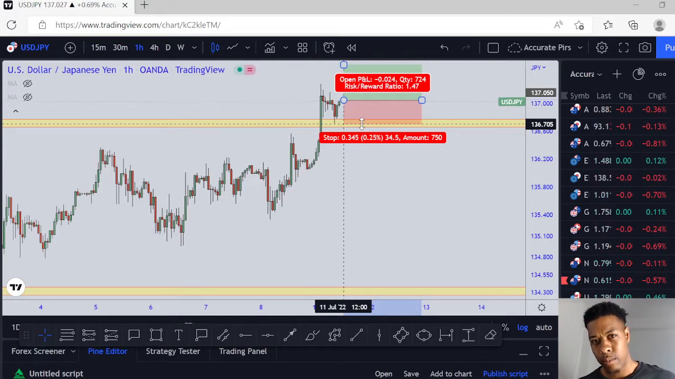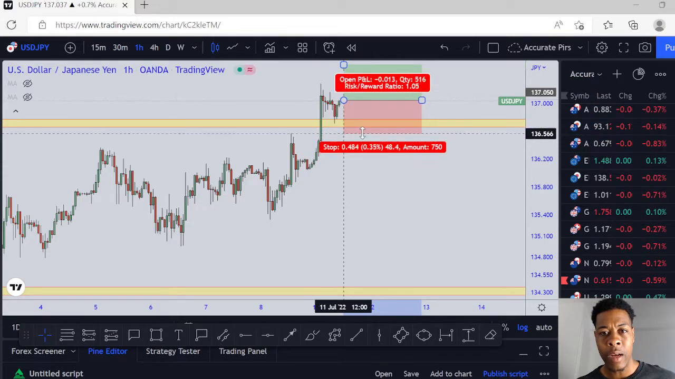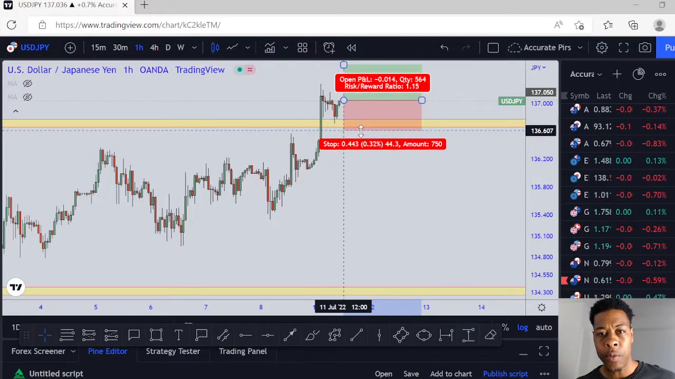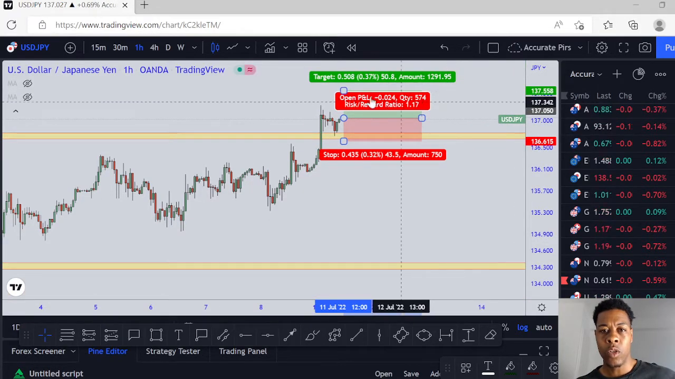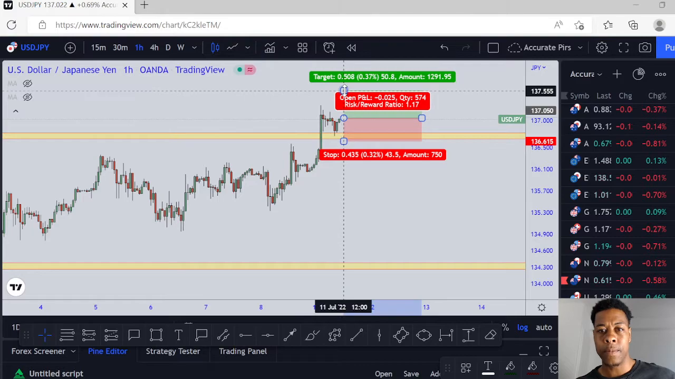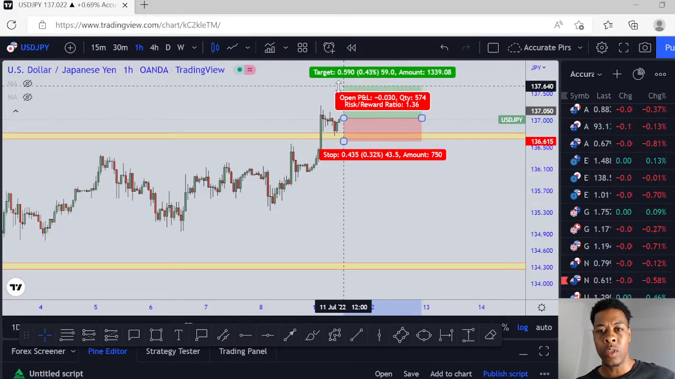10 pips behind this wick right here. So that's going to be around 43 pips I'm risking. And remember, I don't really like to risk anything more than 50 pips. Push it to 60, but nothing more than 50 pips I really like to risk when I'm trading. So we're going to do a 1-to-1 risk reward ratio.